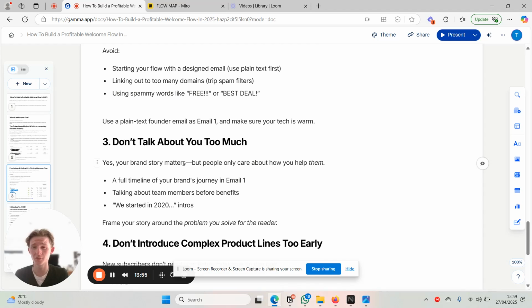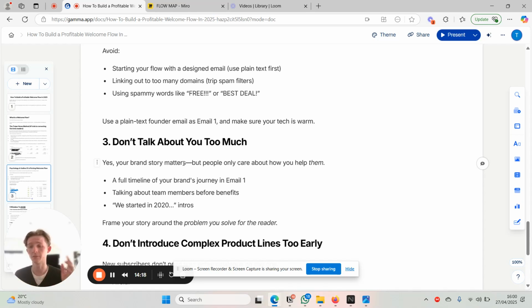Don't talk about you too much. So loads of brands make this mistake, and it's your brand story matters, but only if it benefits the reader. No one wants to sit here and listen to you go on and on about your life story if they can't take any value out of it or any lessons out of it. So avoid sending a full timeline of your brand's journey in email 1, because people don't care.